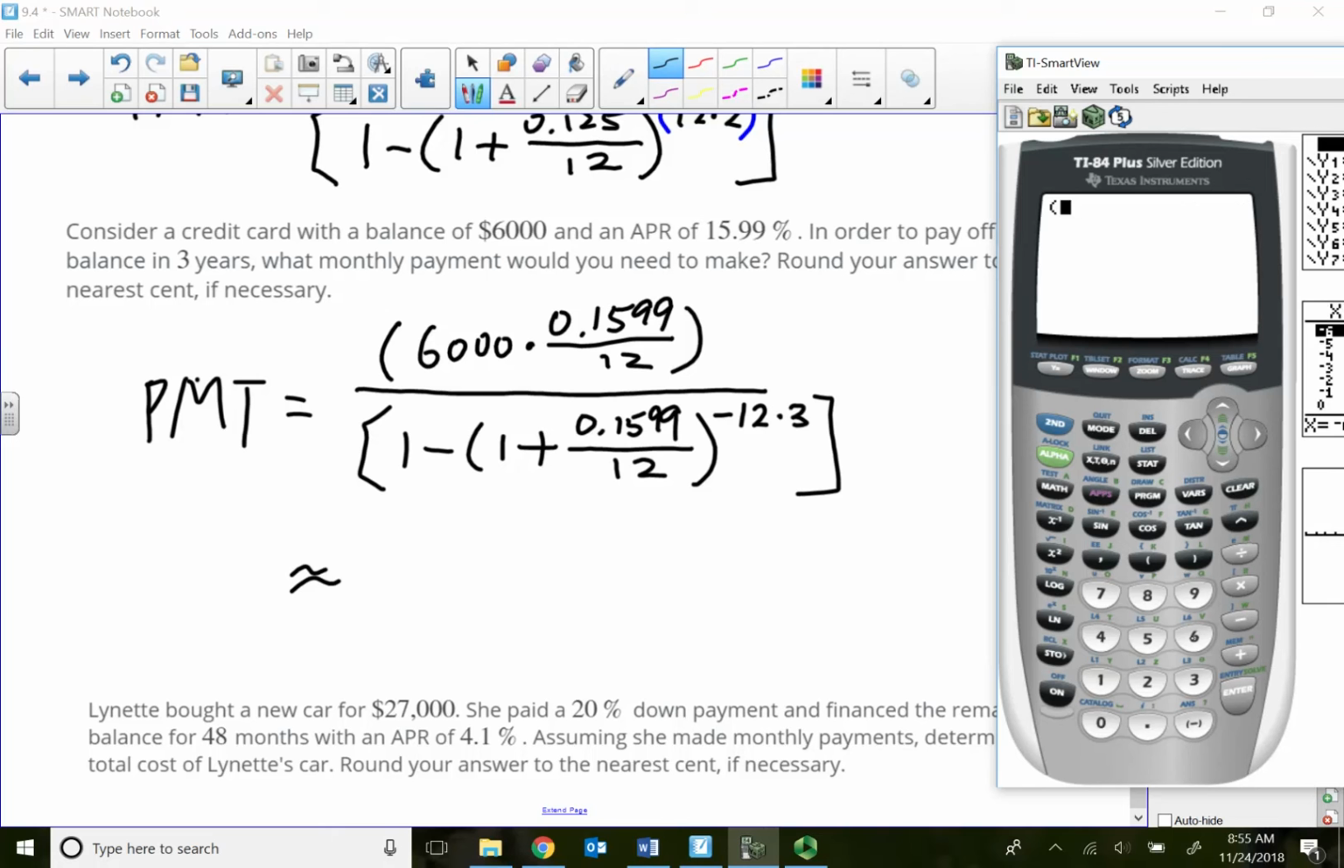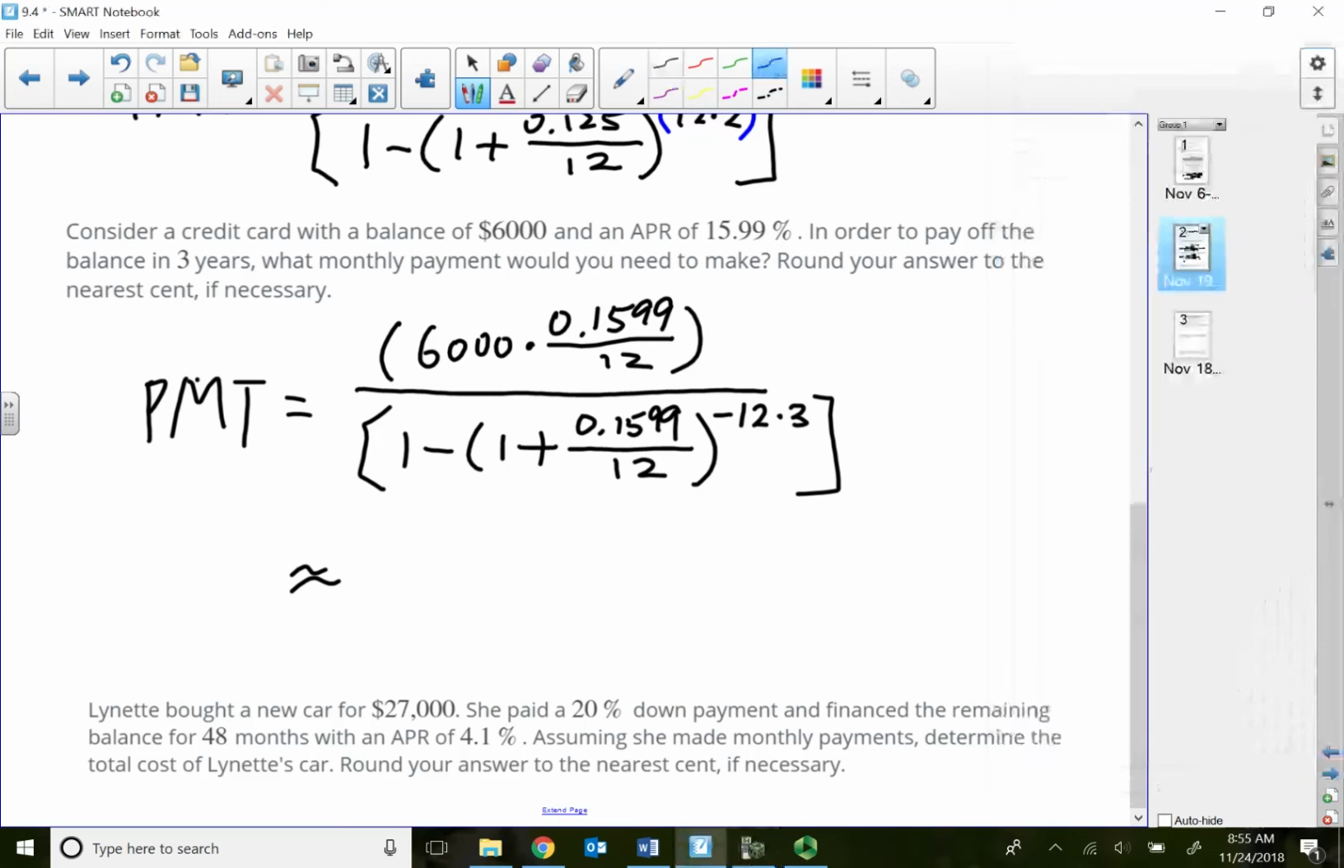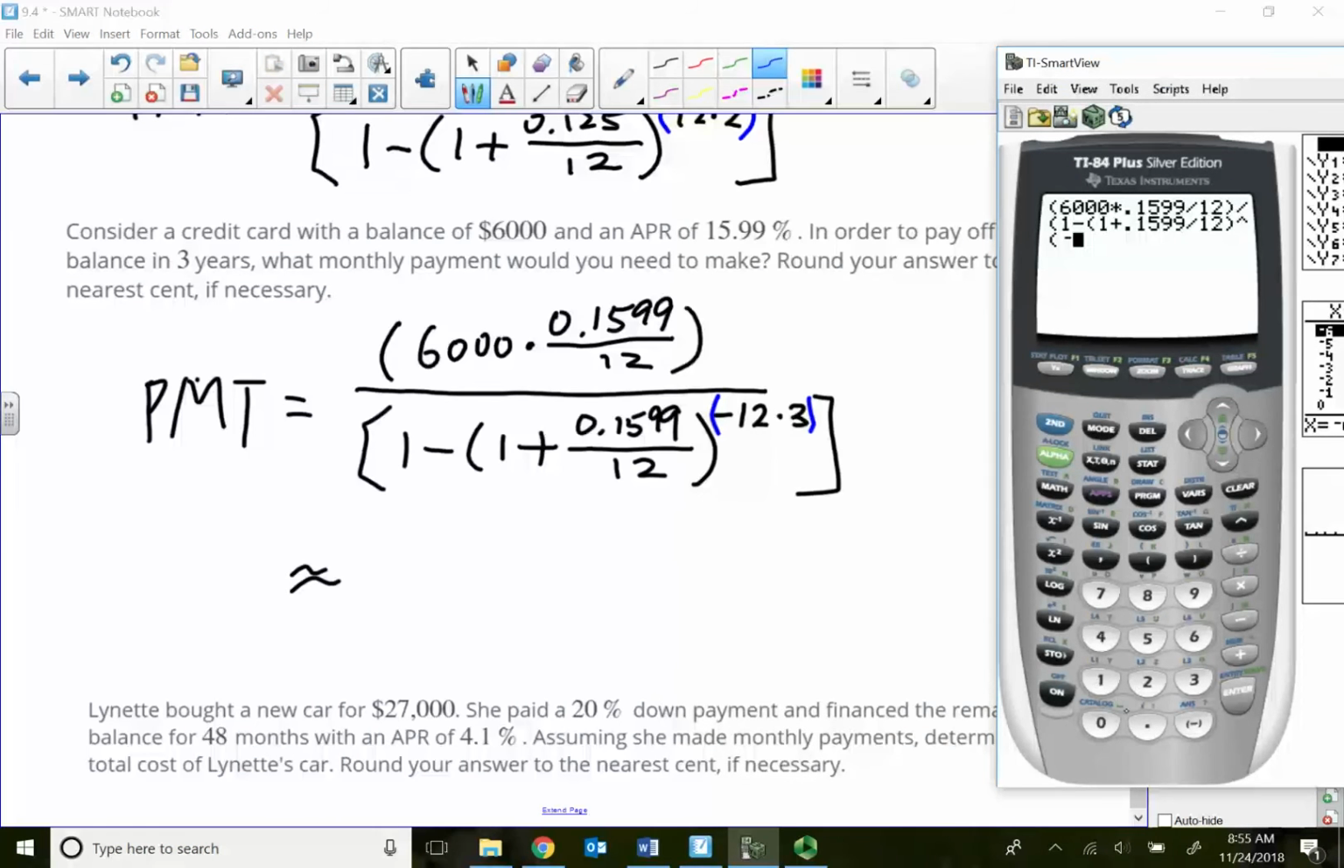So let's see. 6,000 times 0.1599 divided by 12, close parenthesis, divided by open bracket, 1 minus open parenthesis, 1 plus 0.1599 divided by 12, close parenthesis, exponent, open another blue parenthesis for the exponent. Let the calculator figure that out for me. Negative 12 times 3. Close the blue, close the brackets. My monthly payment will be $210.91.